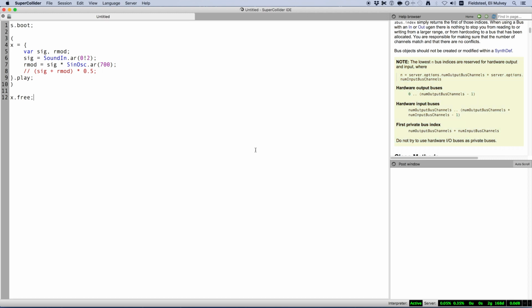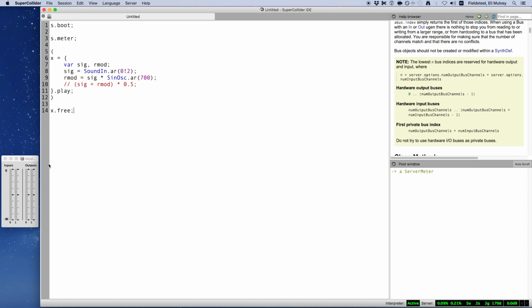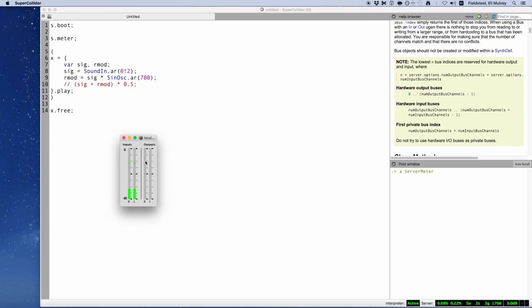At the time of making this video, the default server configuration is 2 hardware output buses and 2 hardware input buses, as we can see on the level meters. Outputs 0 and 1 correspond to my 2 laptop speakers, and even though the inputs are also labeled 0 and 1, they technically correspond to audio buses 2 and 3, and this is the live microphone signal.